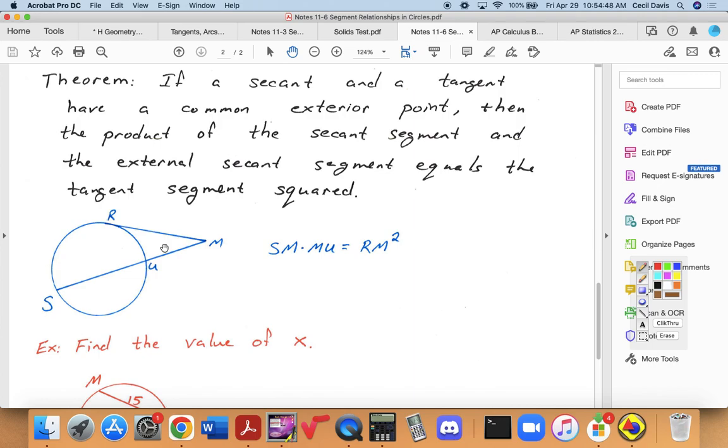Now, think about why that makes sense. Here we did the whole thing times the external part. Aren't we doing the whole thing times the external part here also? Oh, it's the whole thing and the external part, yeah. So it's really not any different than the last one.